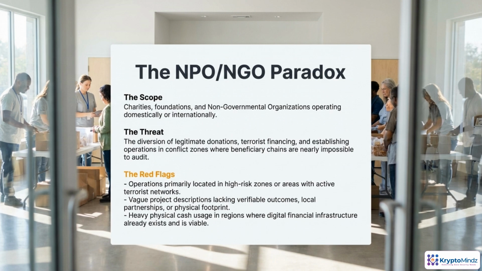Nonprofits and NGOs create a real paradox in AML and CFT. They provide essential humanitarian and social services, yet their cross-border reach, use of intermediaries, and operations in fragile or conflict zones make them attractive vehicles for diverting donations and moving terrorist funds. These activities often involve cash or poorly documented projects that are difficult to audit.